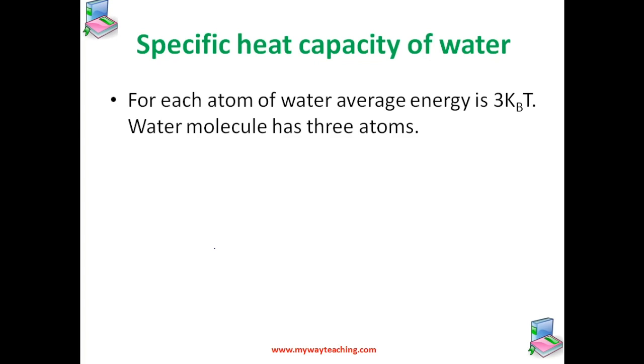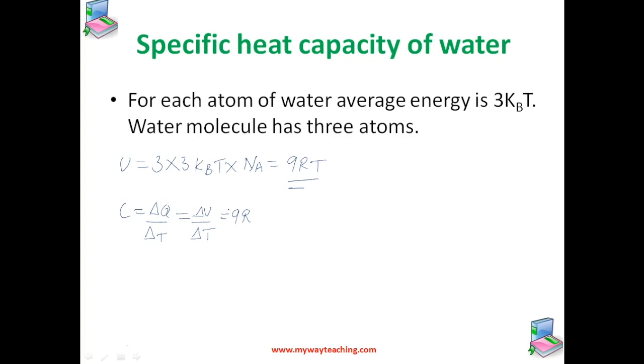Now let us see specific heat capacity of water. See, we treat water like a solid. Means for each atom, average energy is 3 kBT. Water molecule has 3 atoms, that is 2 hydrogen and 1 oxygen, isn't it? H2O. So that energy is given by 3 kBT into Na, that is 9RT. In this case, we can write C as delta Q by delta T, that is equal to delta U by delta T, that is equal to 9R. This is the value observed and the agreement is very good.